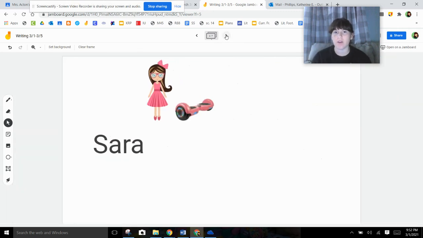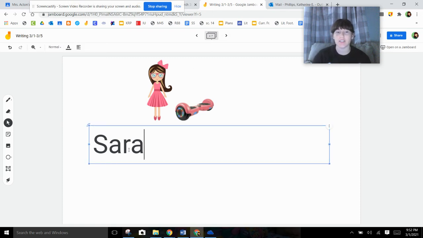So the next slide we have our friend Sarah right there. So this is her hoverboard. It belongs to her. It even matches her dress. So we're going to create a sentence instead of just saying Sarah's hoverboard. That's not a sentence. That's just two words. You need to add some more detail. There needs to be an action word in there, a verb. So we have to add more detail.